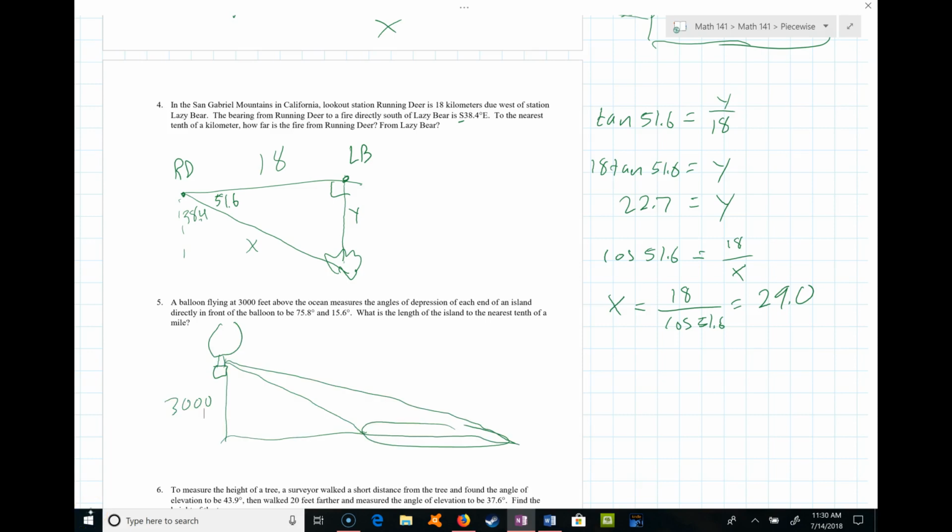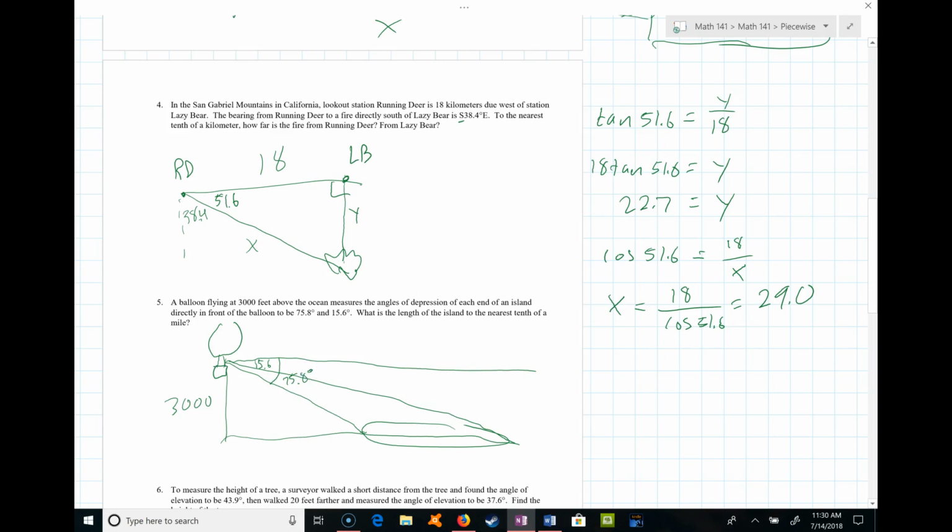So I drew the picture off the camera so you can see it. So the balloon is flying 3,000 feet above the ocean, so there's the 3,000 feet. The angles of depression for each end of an island directly in front of the balloon are 75.8 and 15.6. So that means, it says angles of depression, which means we're going with this. The angle of depression is always between a horizontal line and a line of sight, right? So this right here would be 15.6, and the whole thing there would be 75.8.